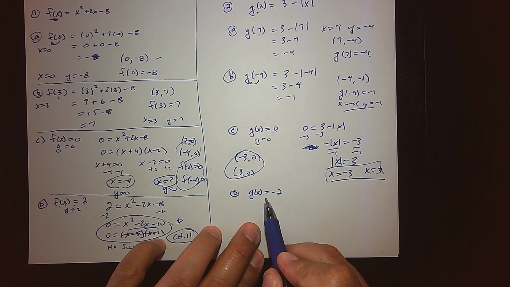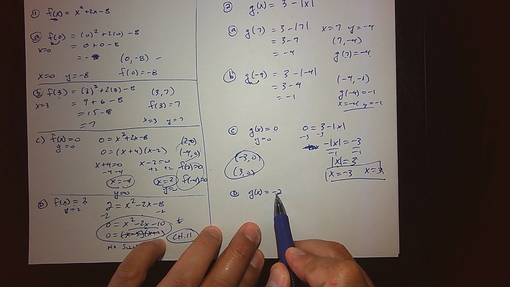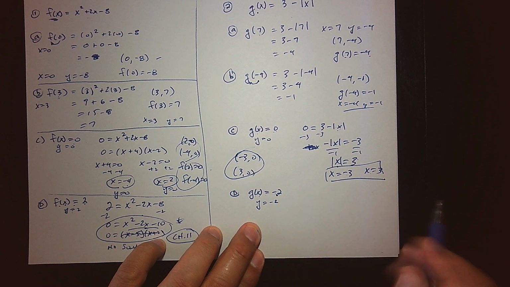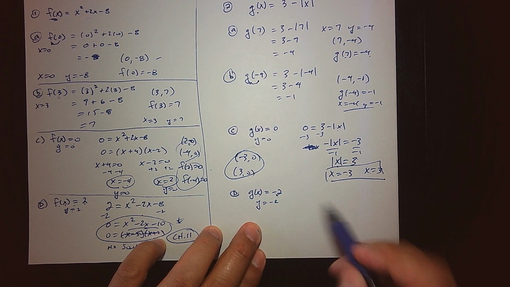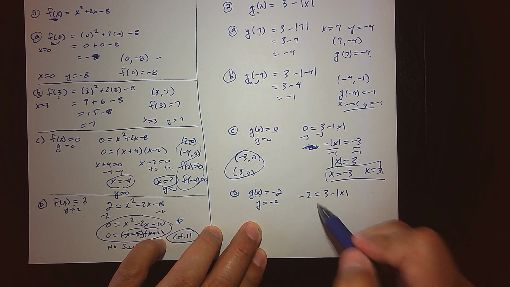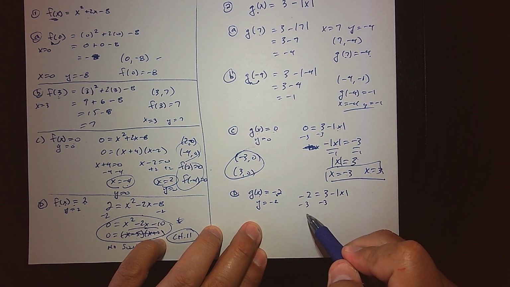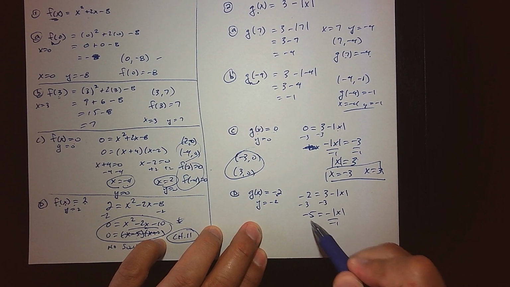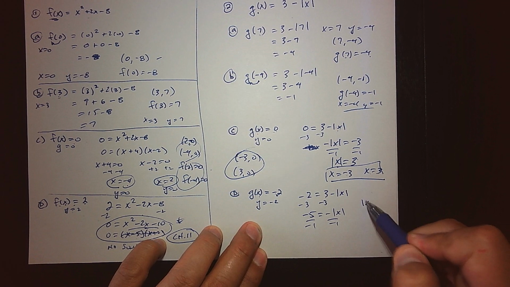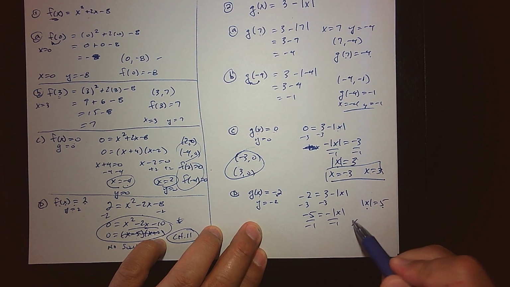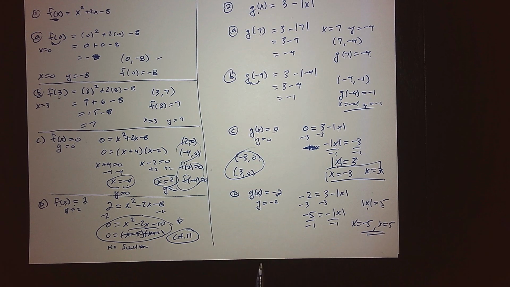In the next one, g of x is equal to negative 2. All right, so again, be careful. I'm not letting x equal negative 2. The notation is saying y is negative 2. So setting my equation equal to negative 2, we're going to try to solve it. I would subtract 3 from both sides. This would be negative 5 equals the negative absolute value of x. If I divide both sides by negative 1, let me kind of flip it around, we get absolute value of x equals 5. Again, what's 5 units away from 0? Well, negative 5 is a candidate, and so is 5. Alrighty, so kind of a different thing there.